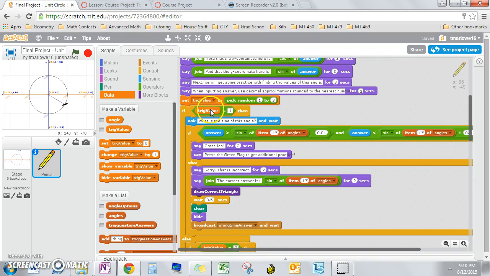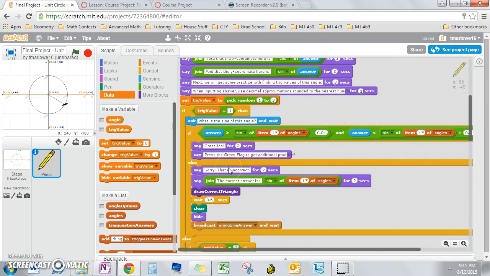And then we'll have some if-then-else statements. So if our trig value is equal to 1, which again we said corresponds to sine, it'll ask you the question, what's the sine of this angle? And then you're going to respond. And if you get it right, it'll say great job, and then you'll start over again, press the green flag, and the whole process starts over again.